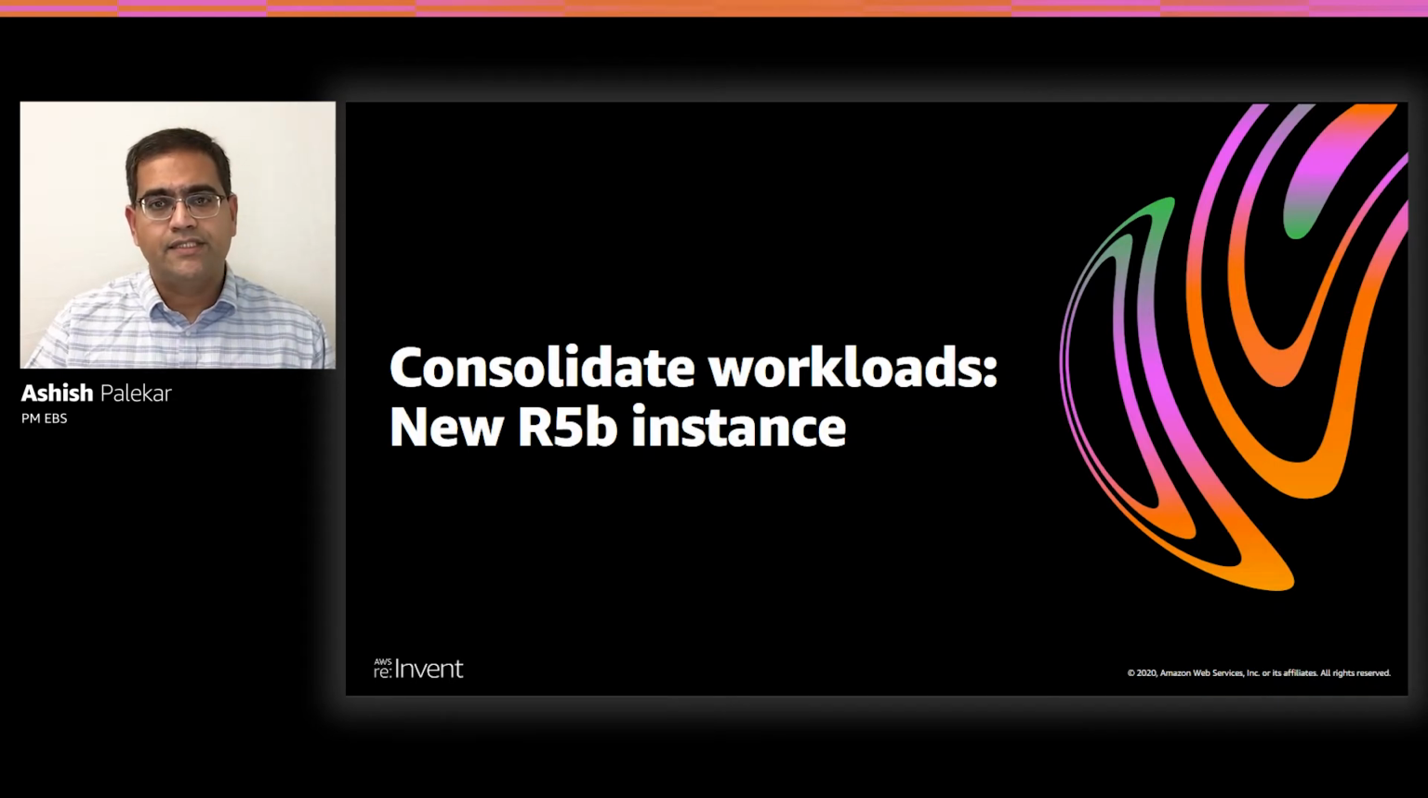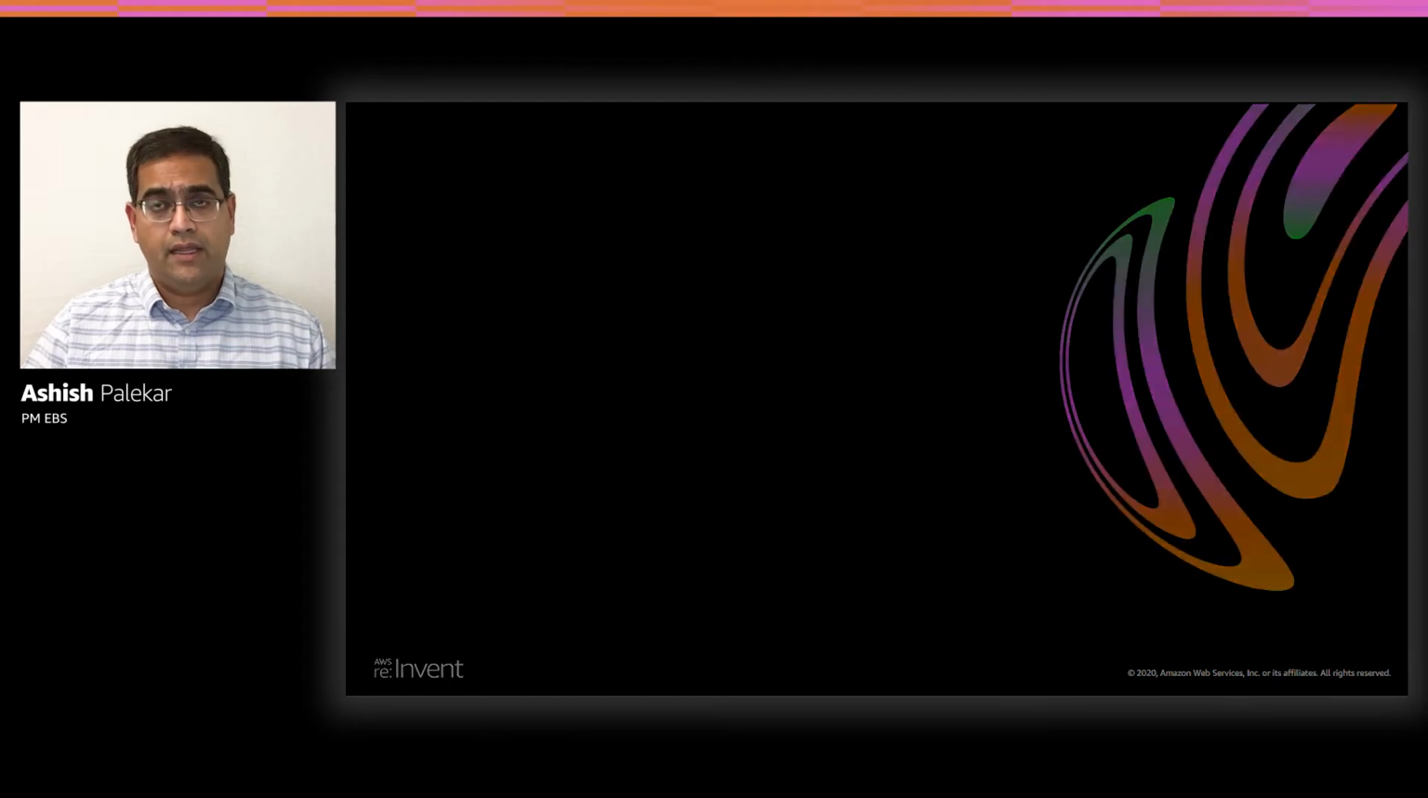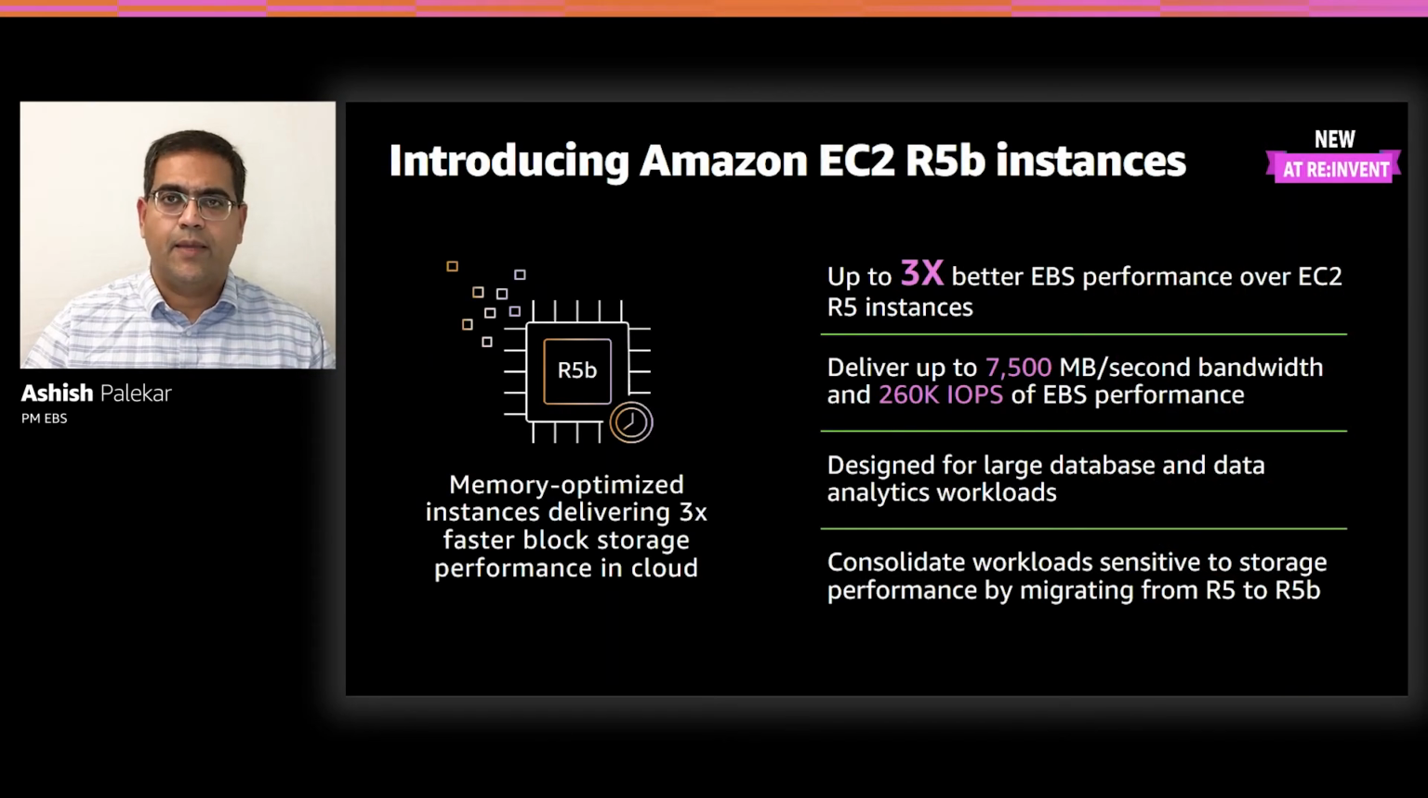And in partnership with the EC2 team, what we've launched, again, new at reInvent, is a new instance type. We are calling this the R5B. It is up to 3x better in terms of EBS performance over the comparable EC2 R5 instances. So what that now means is from a single R5B instance, you can get up to 260,000 IOPS and 7,500 megabytes per second. To put this in perspective, previously you could get 80,000 IOPS and 2,375 megabytes per second.